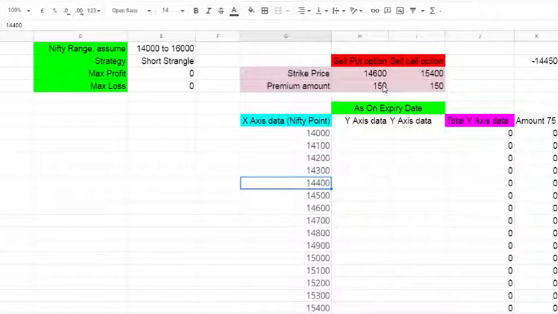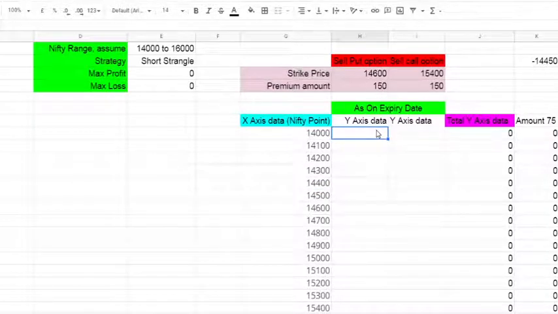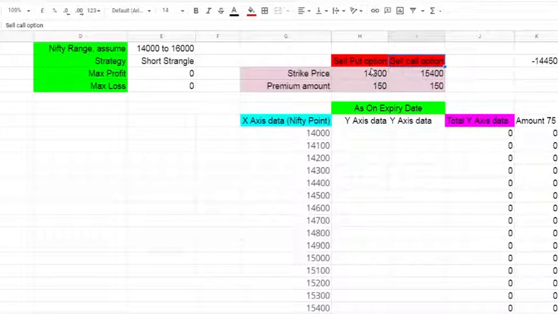Now we need the y-axis data. How will you calculate the y-axis data? You need to add the profit or loss from the put option and the call option, because you have not sold just one, you have sold both, so you need to combine them to understand the total profit or loss. So first let us take the put option.